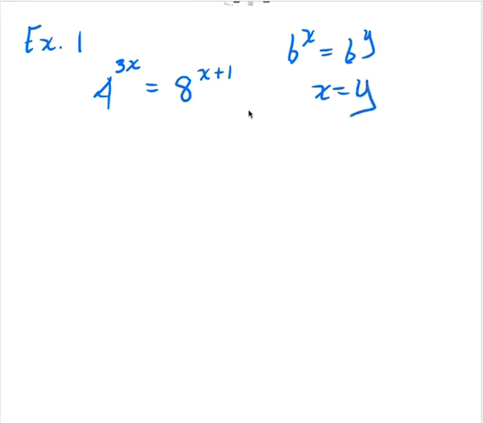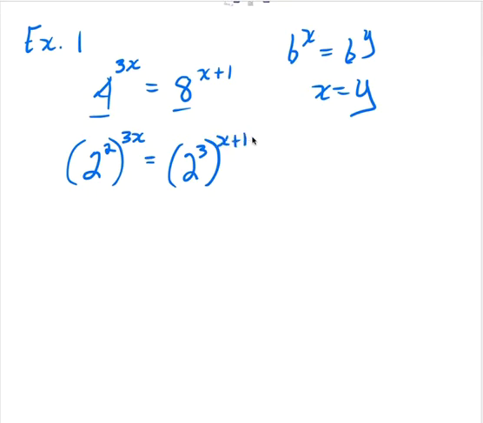Now, are these the same base? No, they're not the same base. But with a little finagling, they could be rewritten so that they are the same base, right? They're really both of those could be written as base 2, right? Because 4 is the same thing as 2 squared. So I could write this as 2 squared to the 3x. And 8 can be written as 2 cubed to the x plus 1, right?